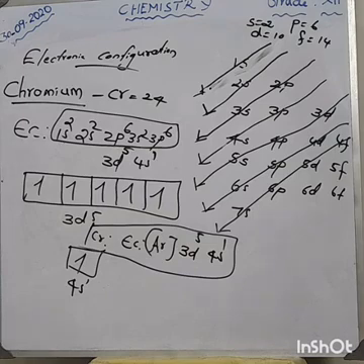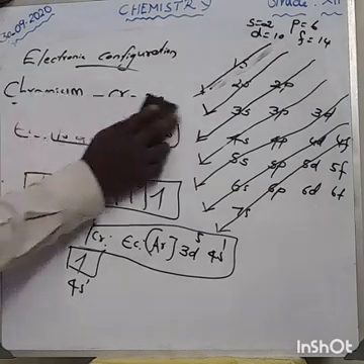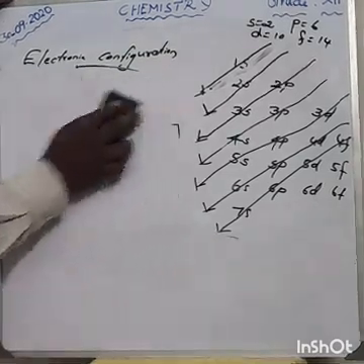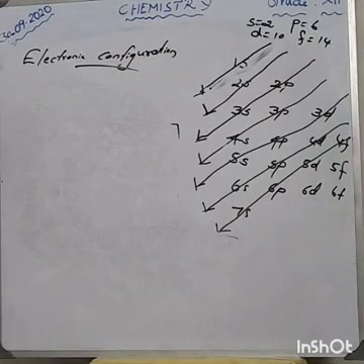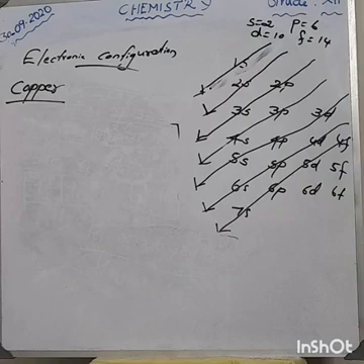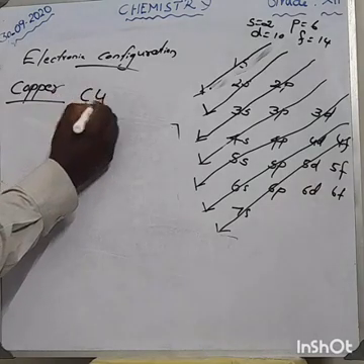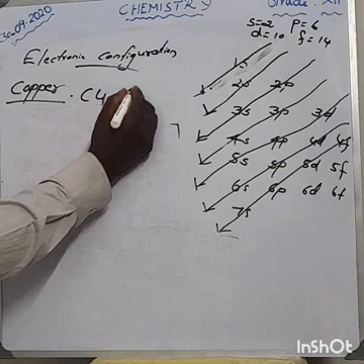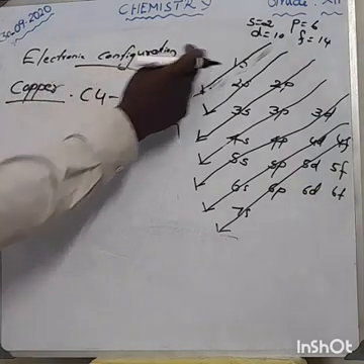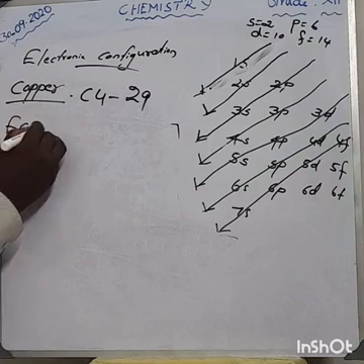Next, one more question: write the electronic configuration of copper. What is the symbol of copper? Cu. The symbol of copper is Cu. The atomic number of copper is 29. What is the atomic number of copper? 29. Then how will you write the electronic configuration of copper? Start with 1s.